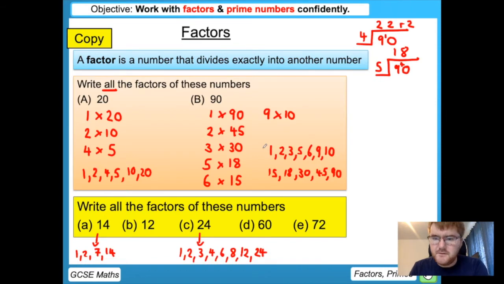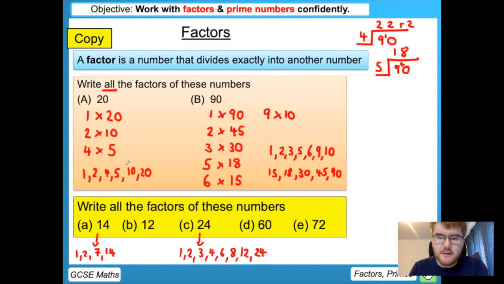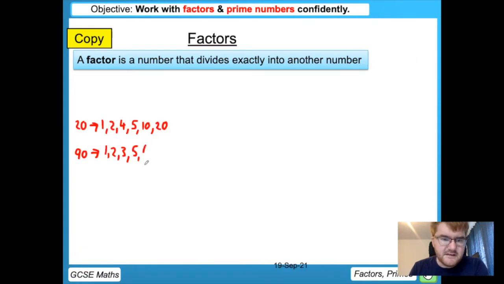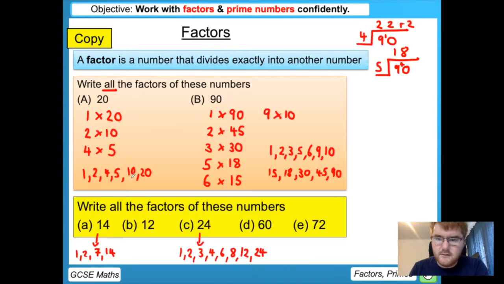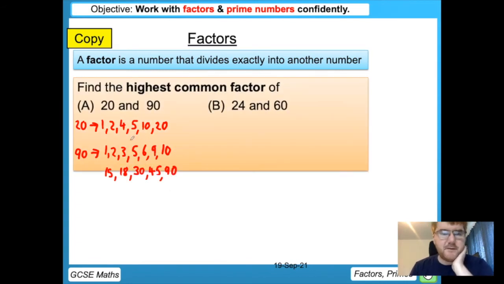90 we've already done as well. So we've got 1, 2, 3, 5, 6, 9, 10, 15, 18, 30, 45, and 90. Lots of factors here. So we have all our factors then, and we just got those written down, and we're looking for the highest common factor, so the highest number that they share.